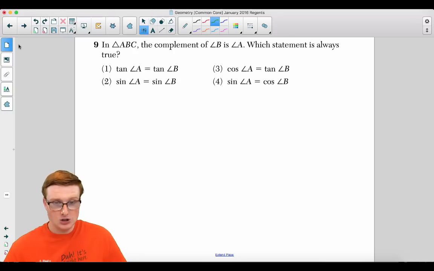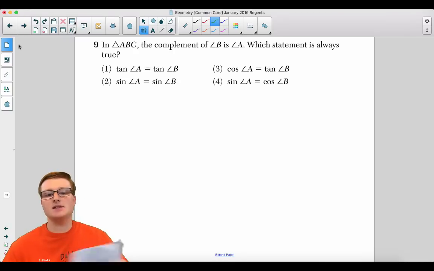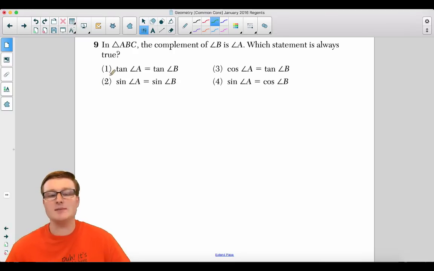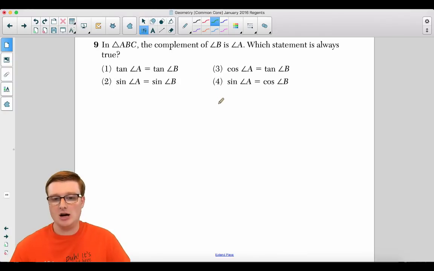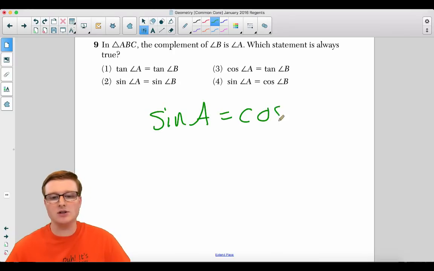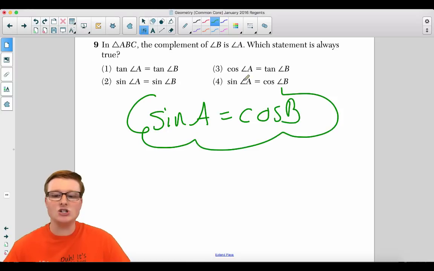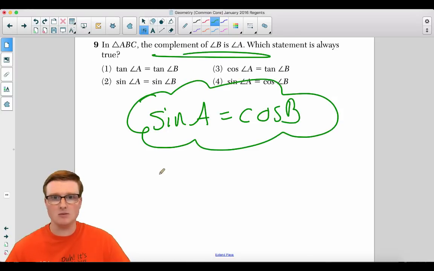Number 9. In triangle ABC, the complement of angle B is angle A. Which statement is always true? I hope that your geometry teacher beat this into your head. But if he or she didn't, let me do it for you. The sine of A is always equal to the cosine of B. And it just said in the instructions that B is a complement of A.